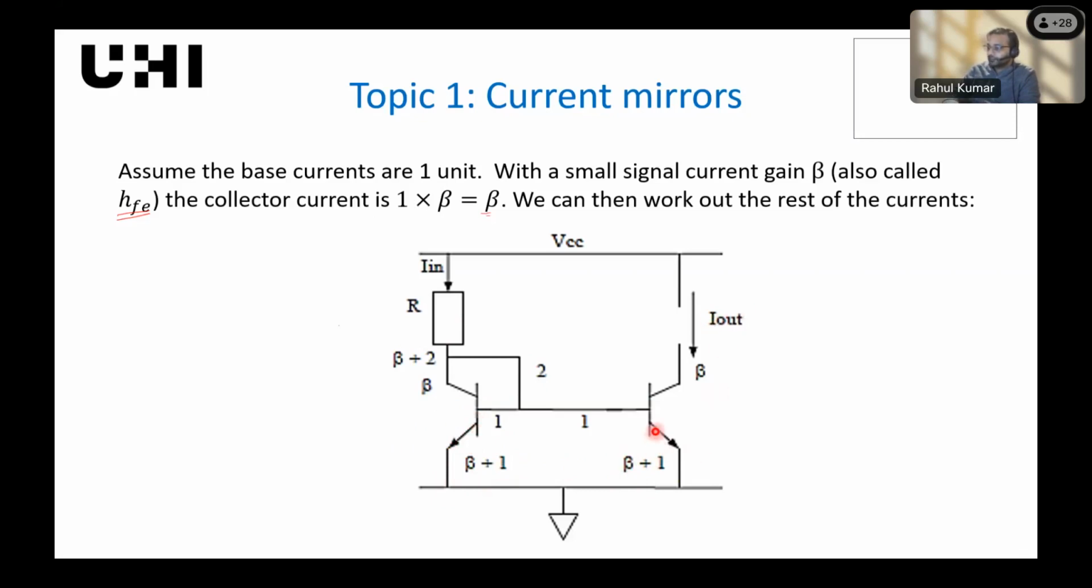Sorry, it should be the output current, or the current coming from the emitter side. It should be beta plus 1. So your output current should be beta for both the transistors, or for this circuit.